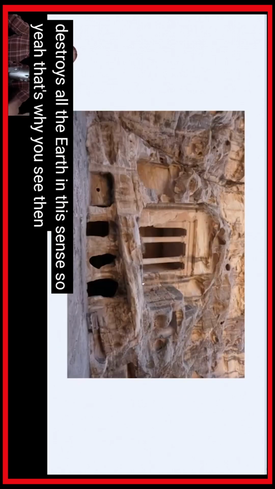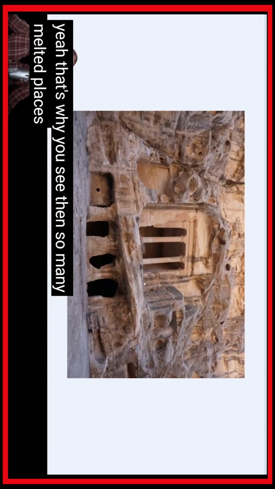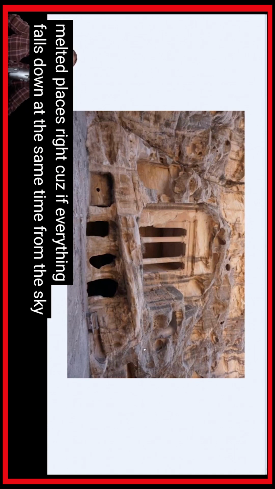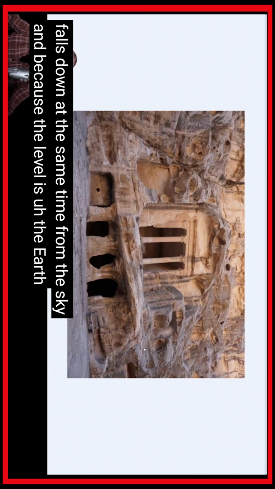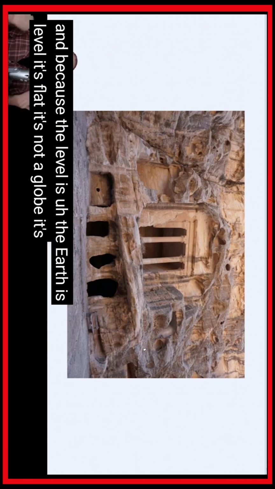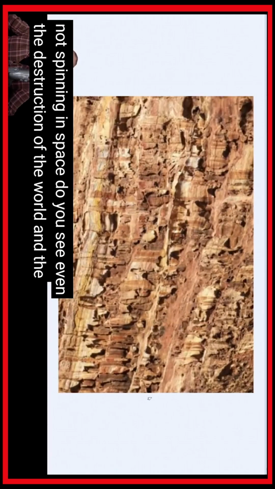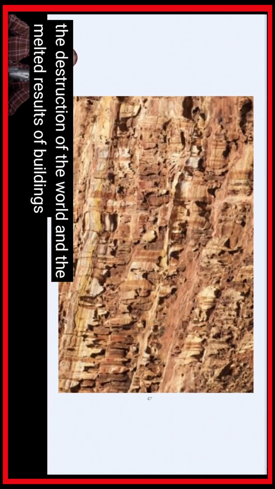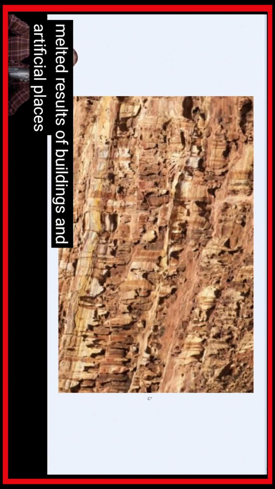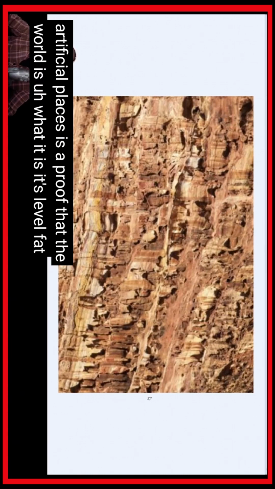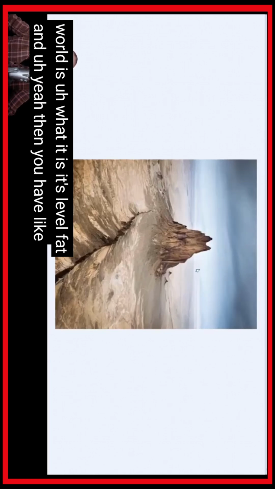So yeah, that's why you see then so many melted places, right? Because if everything falls down at the same time from the sky, and because the earth is level, it's flat, it's not a globe, it's not spinning in space. Do you see even the destruction of the world and the melted results of buildings and artificial places is a proof that the world is what it is. It's level, flat. And then you have like a bunch of these places.